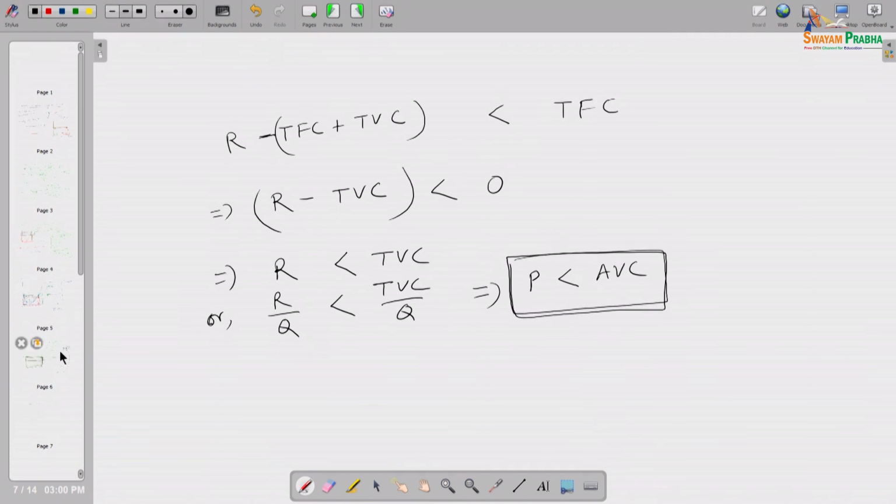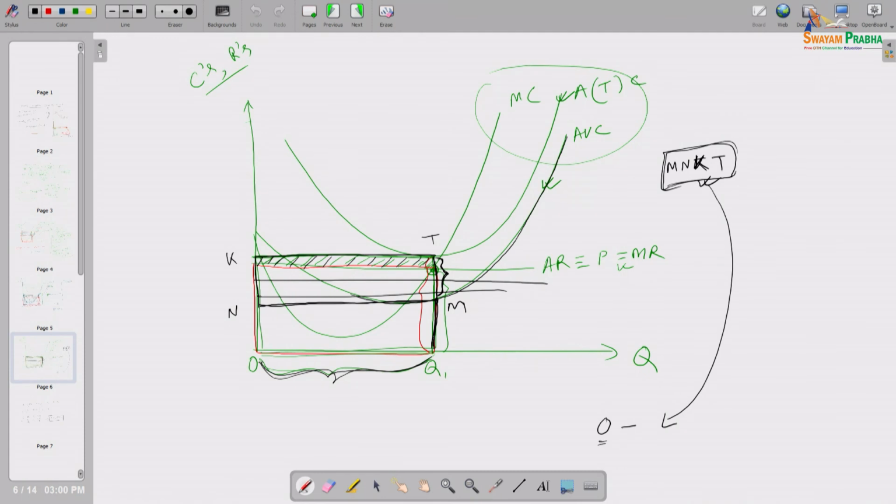So, in the earlier diagram, look at here, this is the average variable cost line. This is the lowest point of the average variable cost line. If the price line somehow goes below this point, below this level, then he should stop production, because even in that case if he produces, he will incur more loss than the total fixed cost. So, definitely he should stop production to incur only total fixed cost.